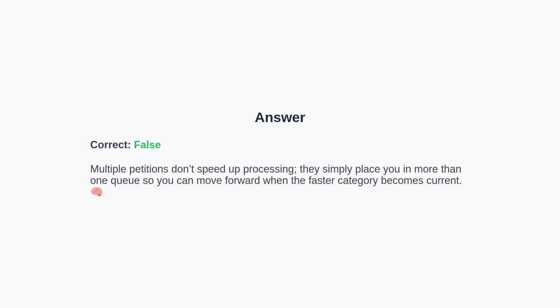The correct answer is false. Filing multiple petitions does not automatically accelerate government processing. Instead, it positions you in multiple queues, allowing you to proceed when one category becomes current. Now let's continue with a second question.